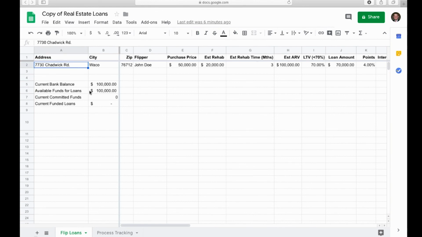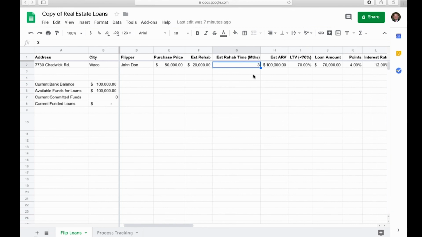So this is an example. I've picked out a random house, 7730 Chadwick Road in Waco, Texas. I've been approached by John Doe, our flipper, and he's got a deal for us. Just to make matters very simple, let's use some basic numbers. So let's pretend he is purchasing the property for $50,000. He believes it's going to take about $20,000 to rehab the property, rehab meaning to fix it up and get it ready to sell. He thinks it's going to take about 3 months to sell the property, and the ARV, or the after repair value, he believes to be $100,000.